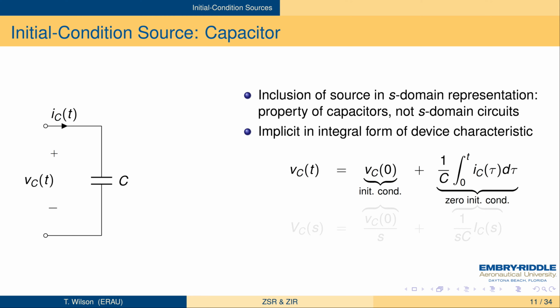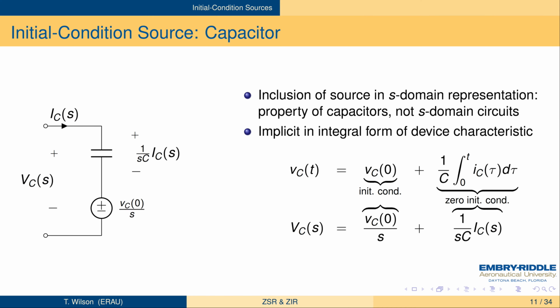We can think of the VC of 0 term as representing the initial condition, and the integral term as representing what the capacitor would do if there were 0 initial conditions. So in some sense, VC of 0 in the integral expression for the capacitor device characteristic is a source of strength VC of 0, and the 1 over C integral term represents the voltage across a zero state capacitor due to the current IC of t. And then when we transform those into the S domain, the constant source VC of 0 turns into VC of 0 over S, and the integral, scaled by 1 over C, turns into 1 over SC times capital IC of S.